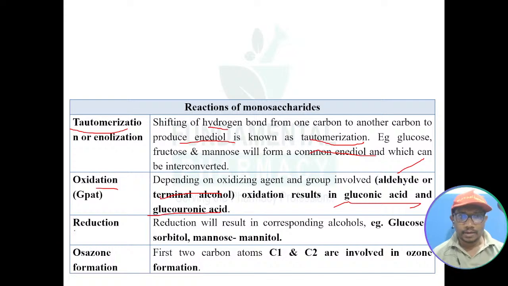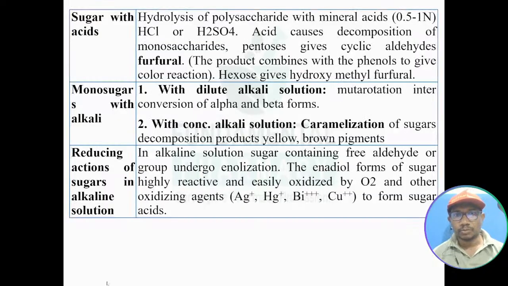Reduction of sugar will give you the corresponding alcohol. Glucose will give you sorbitol, mannose will give you mannitol. Osazone formation: only the first two carbons are involved in osazone formation. We have seen that.